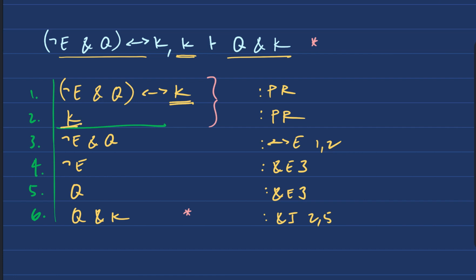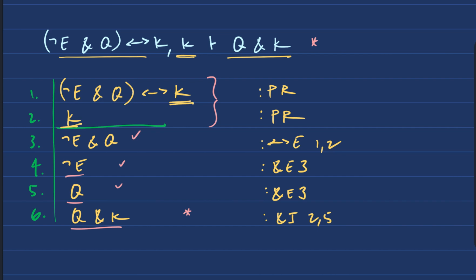Okay, also, it's the case that if these premises are true, then what we have on every line of this proof is also true. So if these premises are true, then what we have here, not E and Q, has to be true. Not E by itself has to be true. Q by itself has to be true. And then, of course, the conclusion has to be true. Okay, so as long as we use the rules correctly, if the premises are true, then what we have on every line of our proof is going to be a true sentence. That's why it's important that we use the rules correctly.